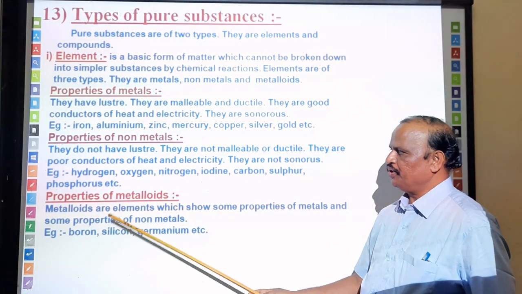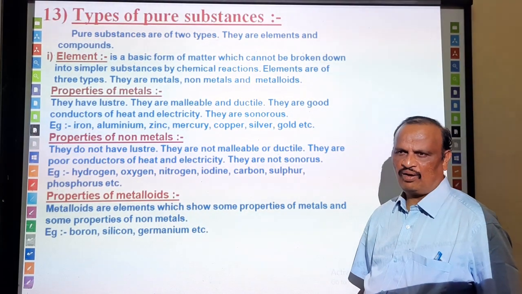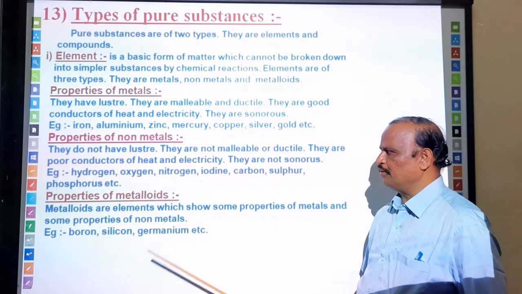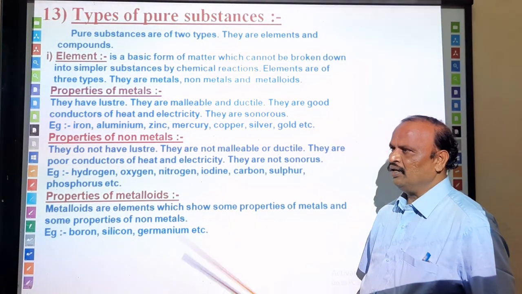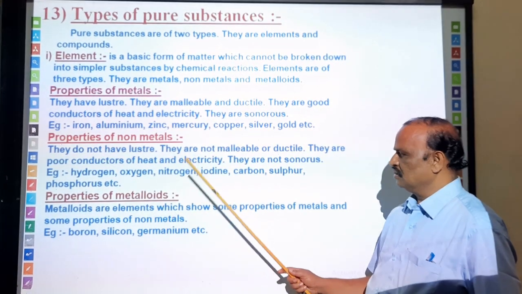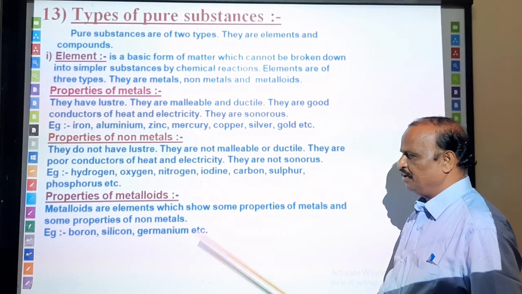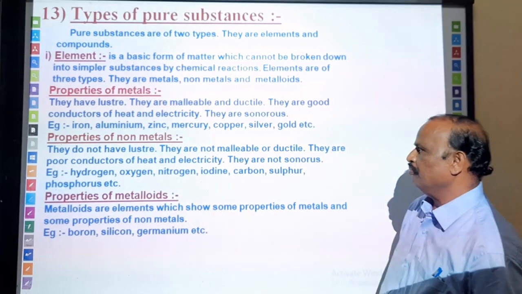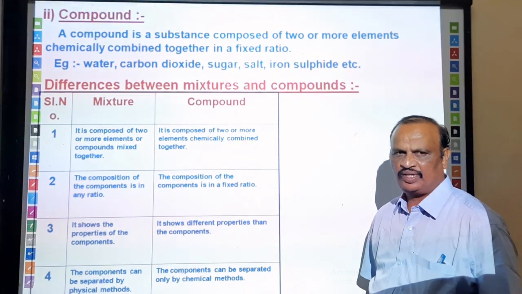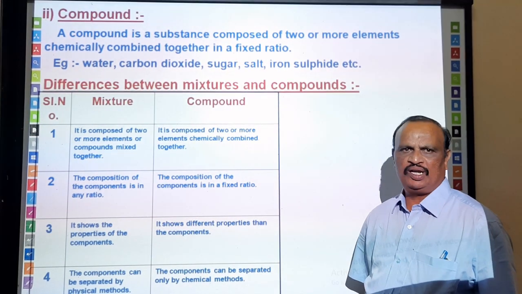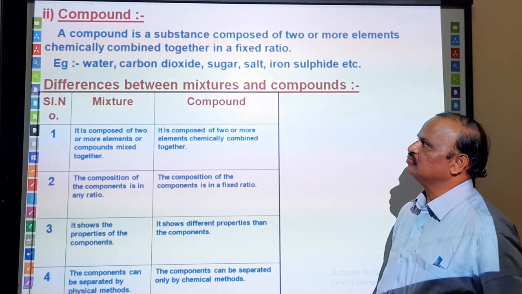Now, properties of metalloids. In between metals and non-metals, we have another kind of substance called metalloids. Metalloids exhibit properties a little like metals and a little like non-metals. Boron, silicon, germanium, etc. are metalloids. That is about the elements. Somewhat in detail you will be learning in the 10th class, where there is one chapter about metals and non-metals.